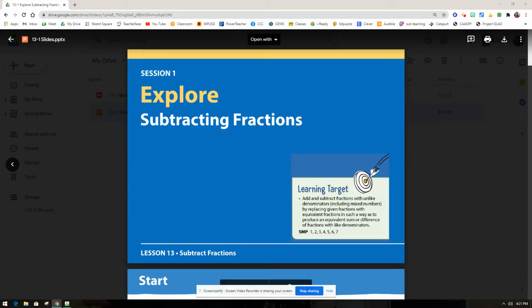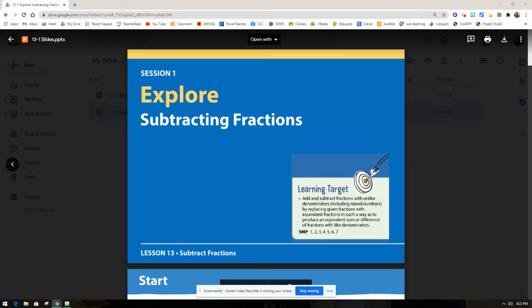Today we're going to be learning different strategies we can use to subtract fractions. The good news is that subtracting fractions is almost exactly like adding fractions. The steps are the same. The process is pretty much the same. The only thing that's different is that instead of adding the fractions together, we're going to be subtracting. That's about it. I think we can handle that.